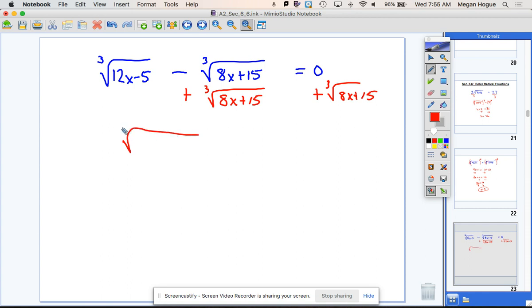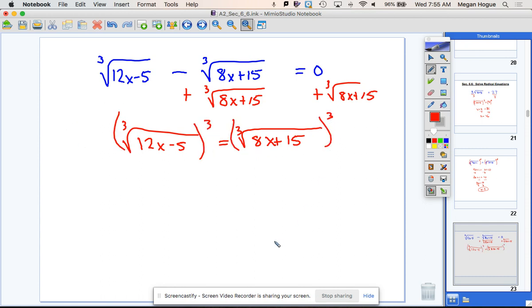So then this radical stays on the left. Cube root of 12x minus 5. This is just 0 over here, so I don't need it. I now have the cube root of 8x plus 15. Well, that pretty much looks like what we just had on the last one. But instead of squaring both sides, I have to use what exponent? Cubed, or a 3. Make sure you're showing me what exponent you are using. So I am going to use an exponent of 3.